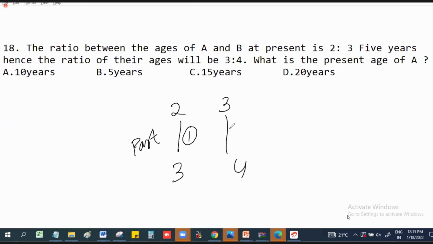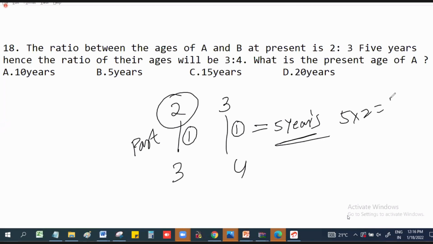This 1 part is because of the 5 years only. You want the present age of A. The present age of A is 2 parts. So 5 into 2 is nothing but 10 years. Are you getting my point? So we can solve the question by using this particular method.